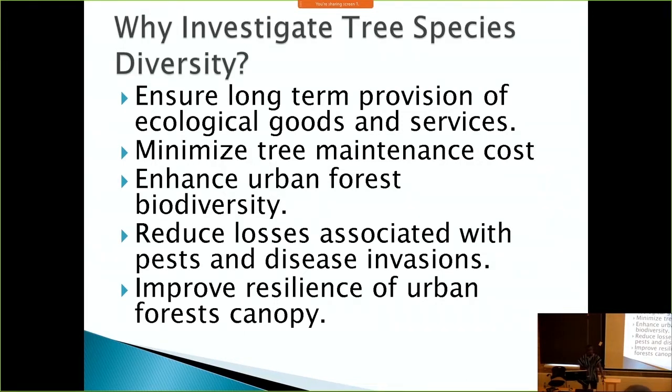We all know that a diverse urban forest ensures a long-term provision of ecological goods and services. It will also help minimize tree maintenance costs, help enhance the urban forest biodiversity, and also reduce the losses associated with pest and disease invasions. And in addition, it also helps to improve the resilience of the urban forest canopy.